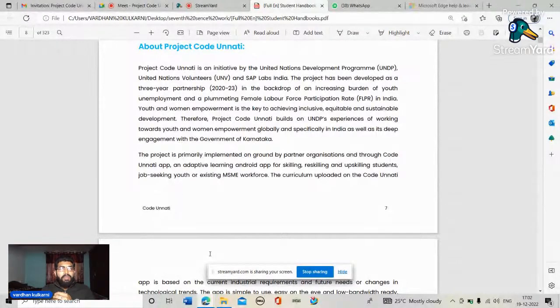It is also called FLPR, female labor force participation rates in India. Youth and women entrepreneurs are key to achieving inclusive, equitable, sustainable development. Project Code Unnati is an initiative by the United Nations Development Program. This initiative started to address unemployment among the youth, and to encourage the female labor force to develop entrepreneurship skill sets so that they could start their own business.